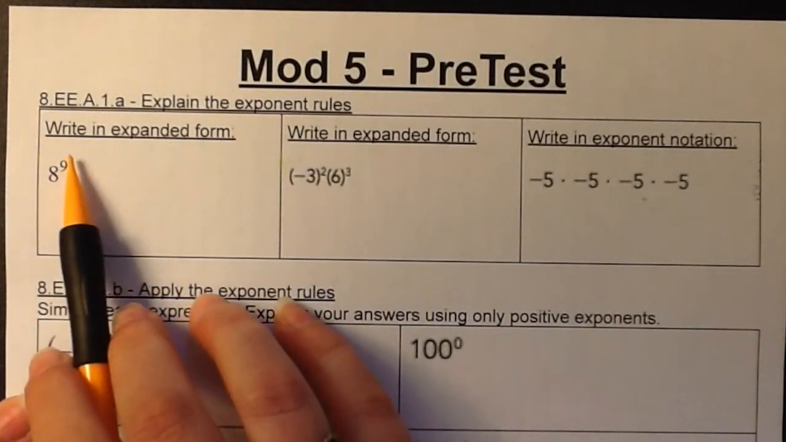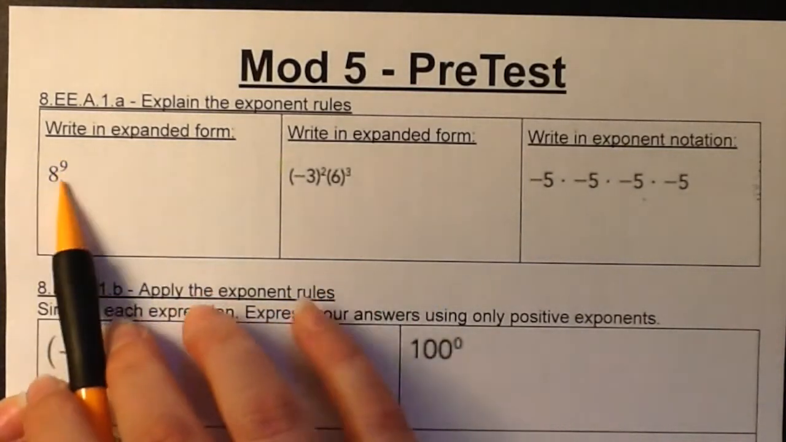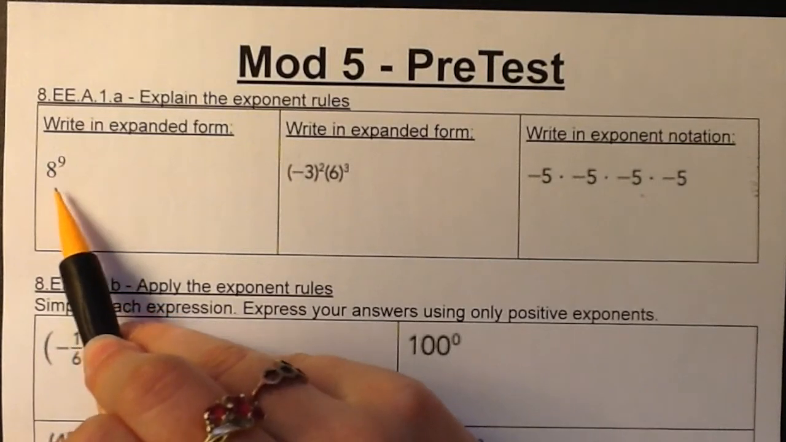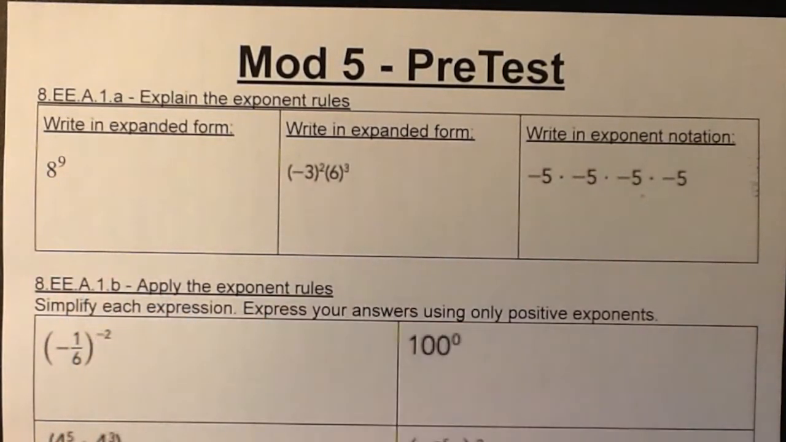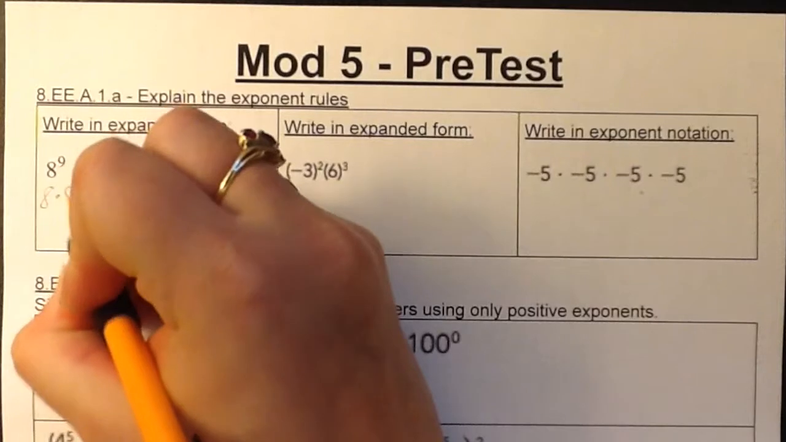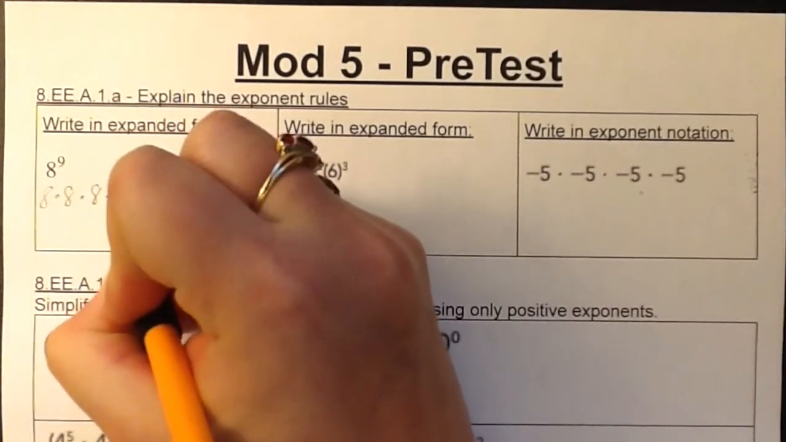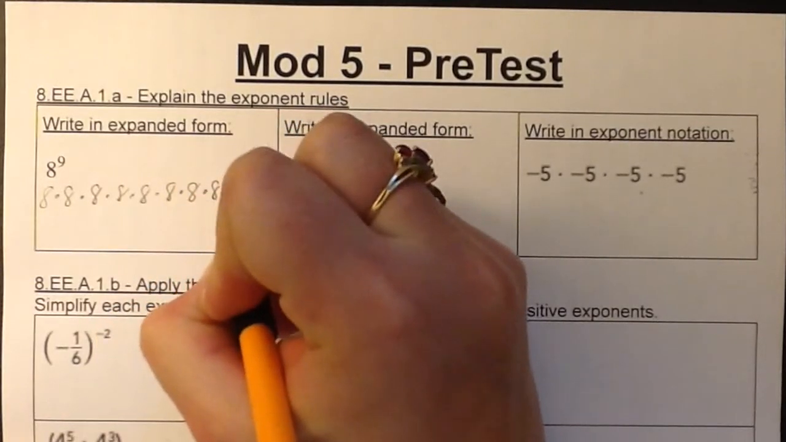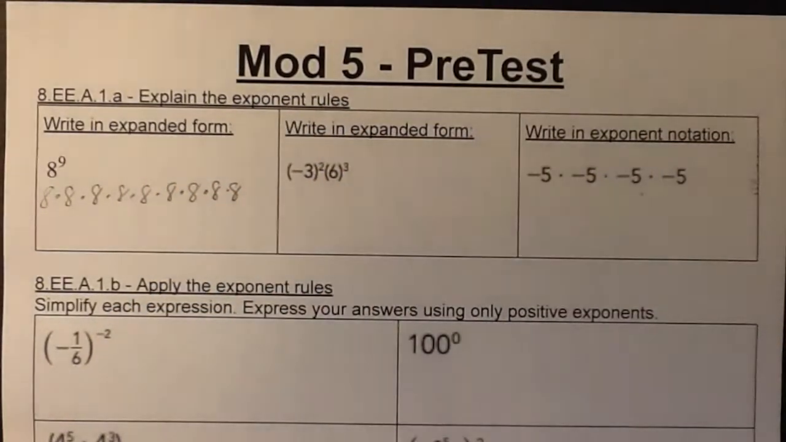So this first one says write in expanded form 8 to the 9th. So it's just basically, do you really understand what 8 to the 9th means? Since 8 is our base, 8 is what's being repeated, and 9 is how many times it's being repeated. So I need 8 times itself 9 times. 8, 9, and just like that.